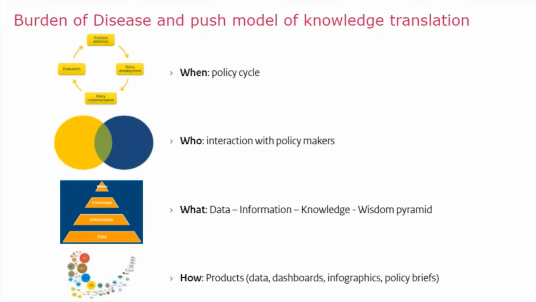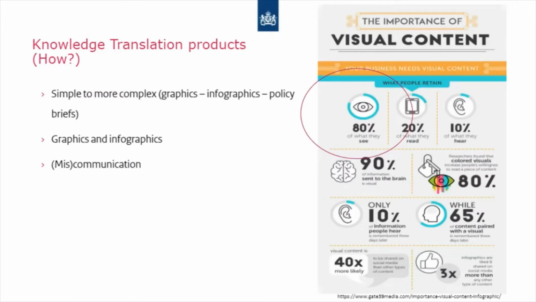And of course, we all want to have visual content. We know that is the most important thing that will be retained in the minds of people. 80% of what is visualized will be retained. So we are all looking for some kind of visual content. It can be simple graphics that have to be easily understandable, but it can also be more complex, in policy briefs or things like that. It can be graphics, but also infographics. And you have to be aware of communication, but also miscommunication. What is the message that you want to communicate?